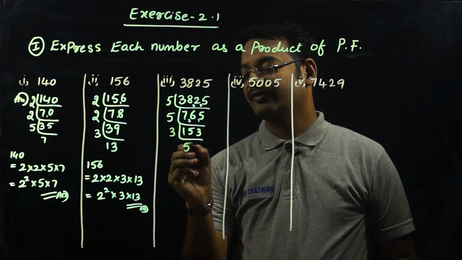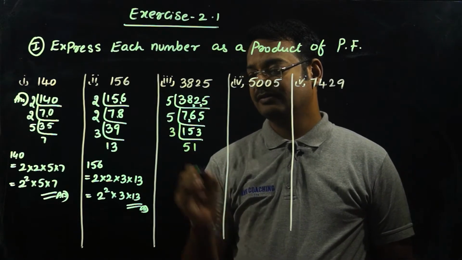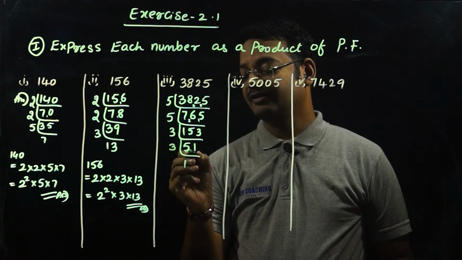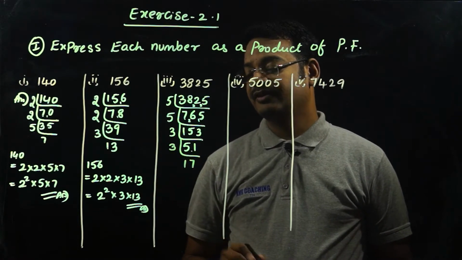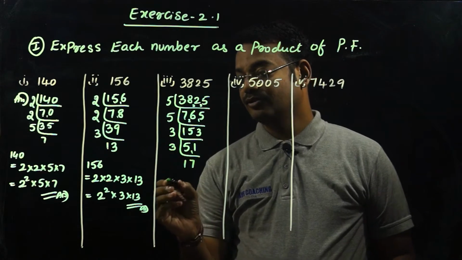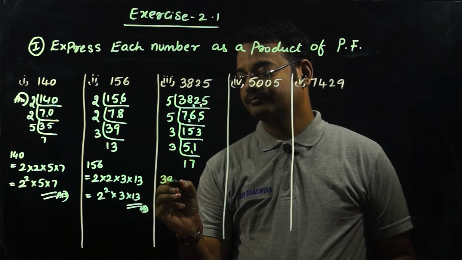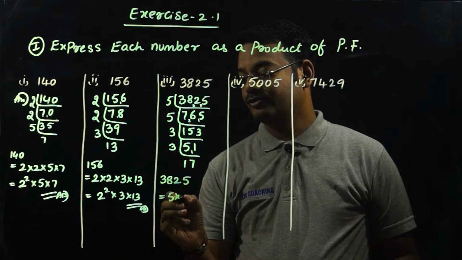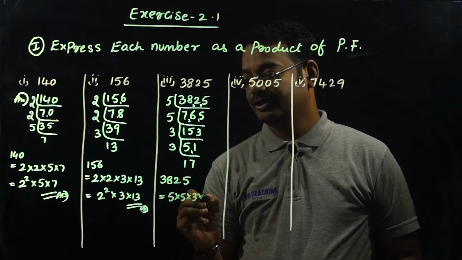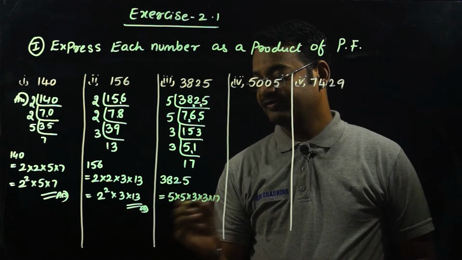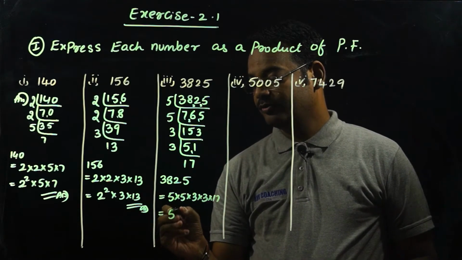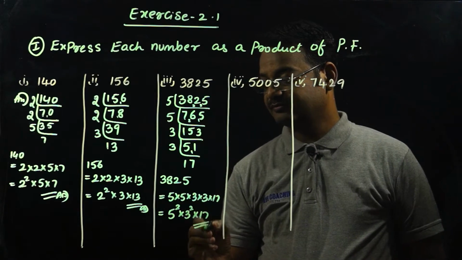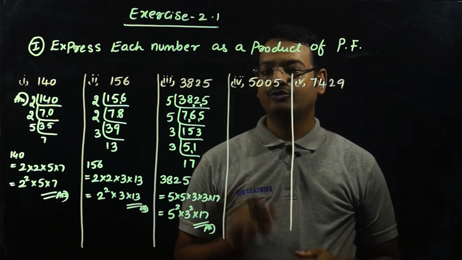Now the sum is 9, so the number can be divided by 3. 3 fives are 15, 3 ones are 3. Again this can also be divided by 3. 3 ones are 3, remainder is 2, 3 sevens are 21. So 3825 can be written as 5 into 5 into 3 into 3 into 17 or 5 square into 3 square into 17. The fourth bit.